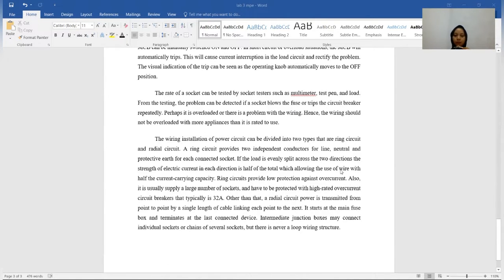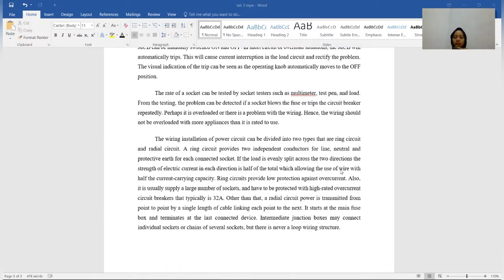The wiring installation of power circuit can be divided into two types that are ring circuit and radial circuit. A ring circuit provides two independent conductors for line, neutral, and protective earth for each connected socket. If the load is evenly split across two directions, the strength of electric current in each direction is half of the total, which allows the use of wire with half the current carrying capacity. Ring circuits provide low protection against overcurrent. Also, they usually supply a large number of sockets and have to be protected with high rated overcurrent circuit breakers that are typically 32 ampere.